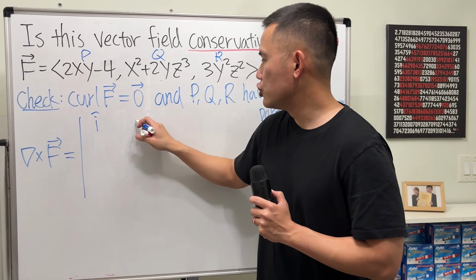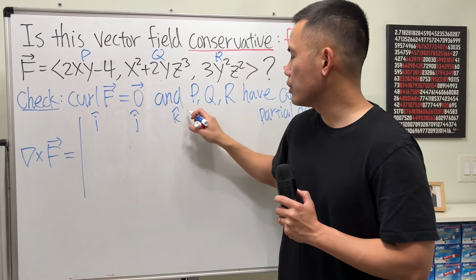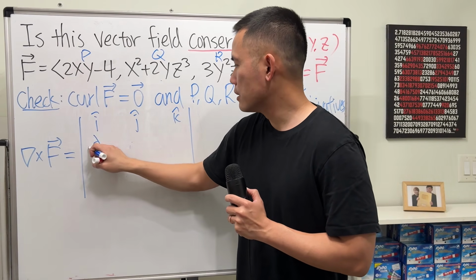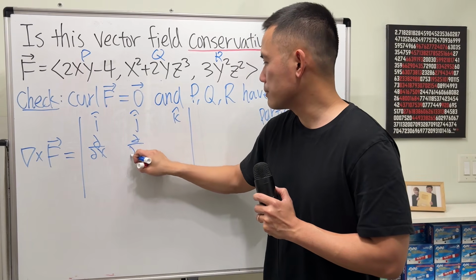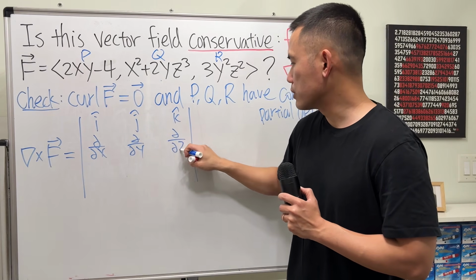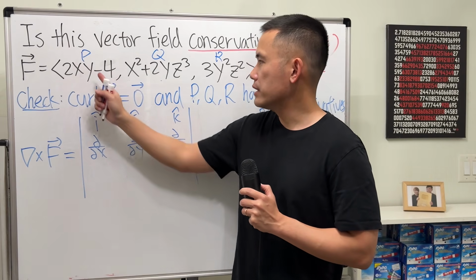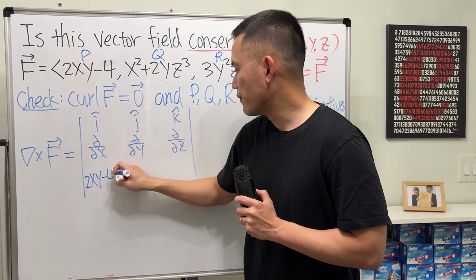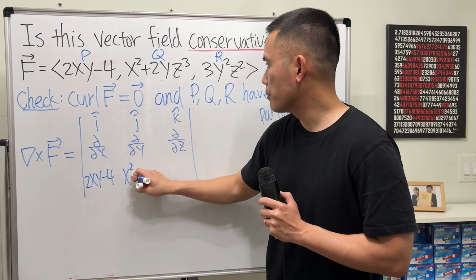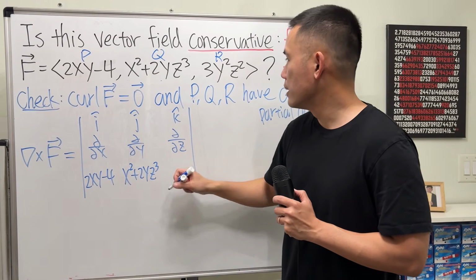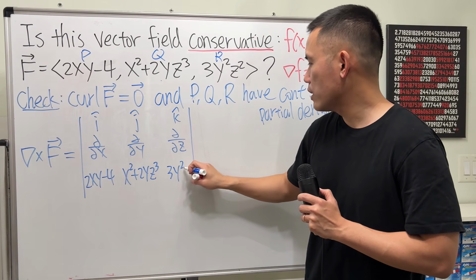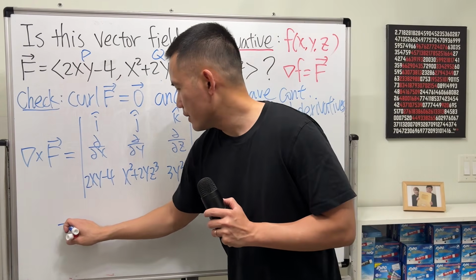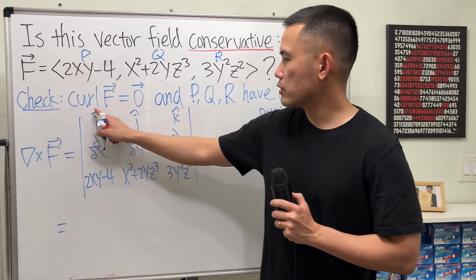We have the i, j, k components right here, the unit vectors for the first row. And then right here we have the operators, partial with respect to x, partial with respect to y, and partial with respect to z. Now for the third row, you just enter P, Q, R right here. So 2xy minus 4, and then x squared plus 2y z cubed, and finally 3y squared z squared. This is a square.